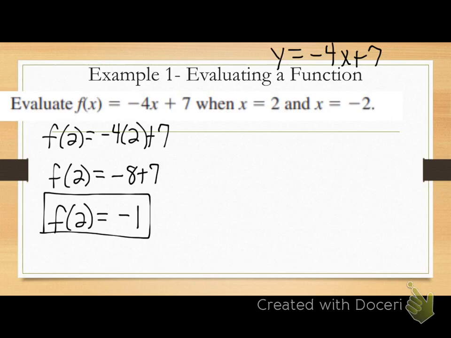And this actually creates an ordered pair for me, a solution for my function here. What was the x value that I plugged in? 2. What was the y value that was spit out when I plugged in 2? What output did I get when I plugged in 2? Negative 1. So my ordered pair here would be (2, -1). -1 is just my y value. Because remember, we're treating f of x like y. So when I'm finding f of 2, that's my y value. Okay? Any questions on that? Am I done with the problem?